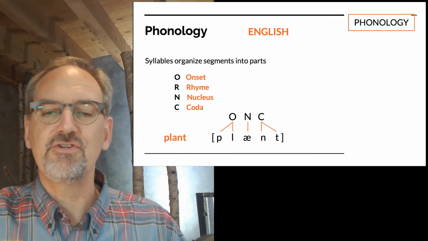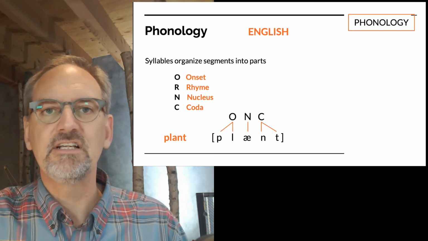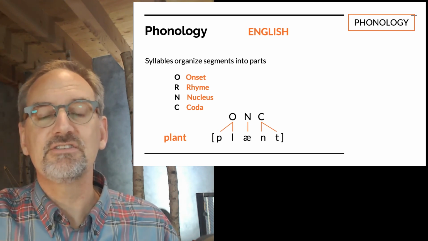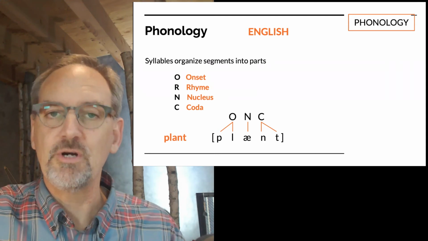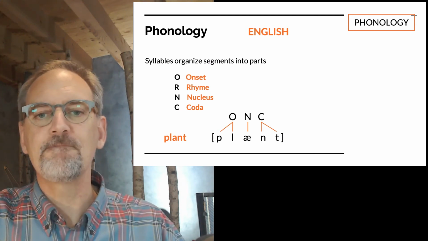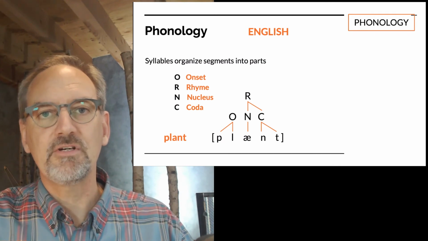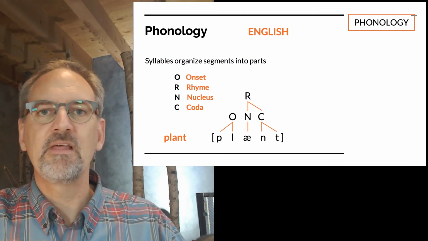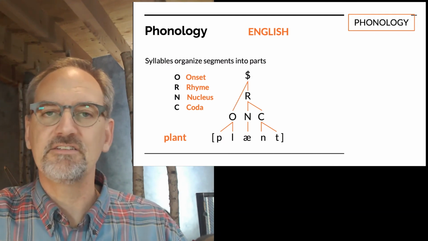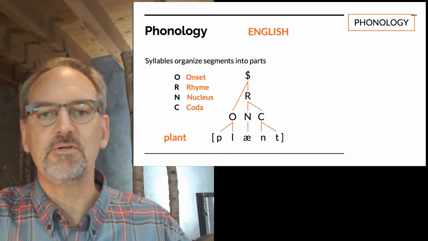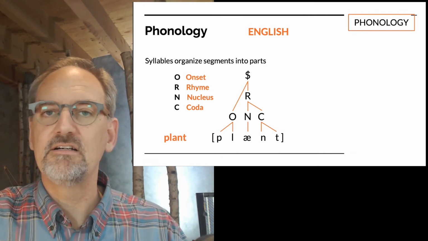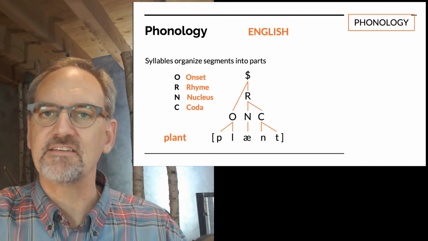Okay? After the nucleus, we have a coda, n, and English allows two consonants to branch in the coda as well. Now, it's an English syllable, so the nucleus and the coda form a rhyme, and the rhyme and the onset are joined together in the syllable. So we have pl, ant, plant.